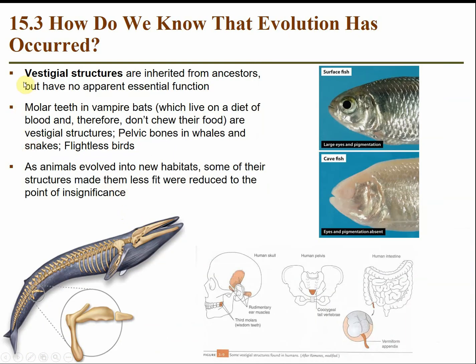Vestigial structures are another point of evidence for evolution. Vestigial structures are just inherited structures that we no longer use, so they have no apparent or essential function. There are lots of examples of vestigial structures in nature. Some include molar teeth in vampire bats. We know vampire bats have evolved to live entirely on blood. They're called sanguivores, so they only eat blood.